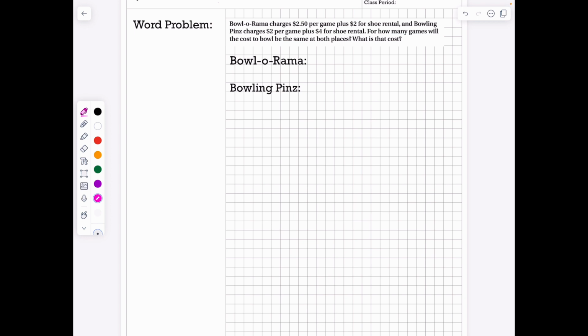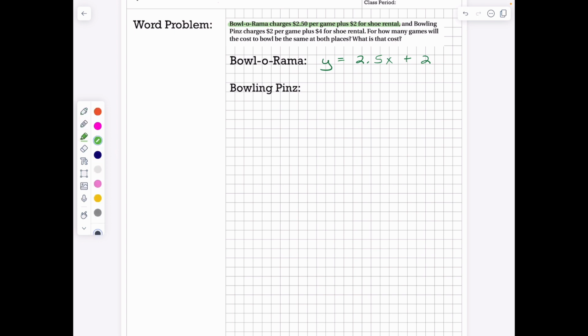So you've got a certain amount of money in your pocket and you're wondering how many games you can bowl at each location. So I'm going to need to build an equation for both of these. For Bowlerama, I'll get my highlighter out. Bowlerama, it's $2.50 per game plus $2 shoe rental. Y is equal to 2.50x per game plus $2 shoe rental.